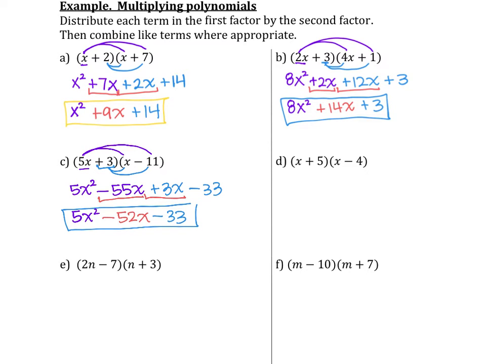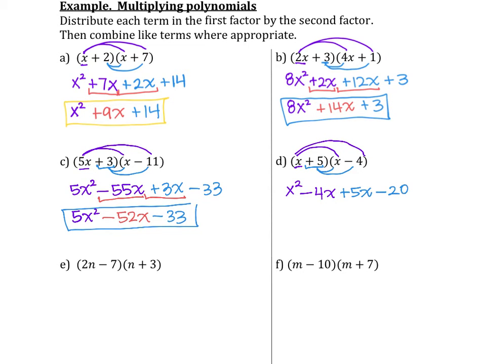Okay, so for D, x plus 5 times x minus 4. I'm going to start with the first term in the first binomial and distribute that to the second one. X times x is x to the second. X times minus 4 is minus 4x. Now I'm going to check for the next term. Now I have a positive 5, so 5 times x, 5 times 4. Positive 5x minus 5 times 4, 20.